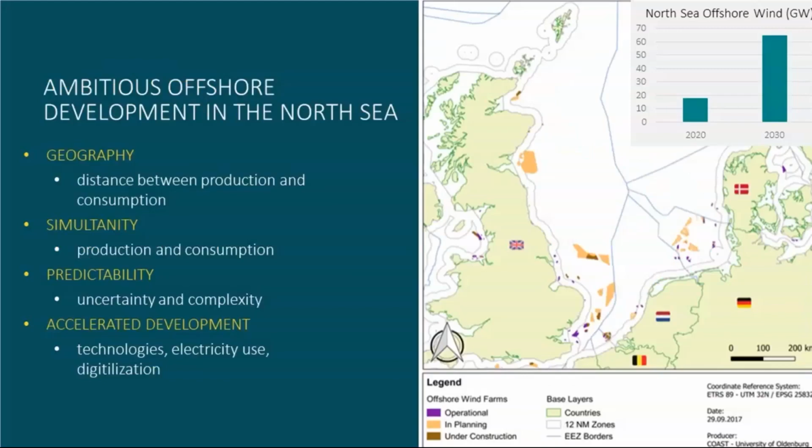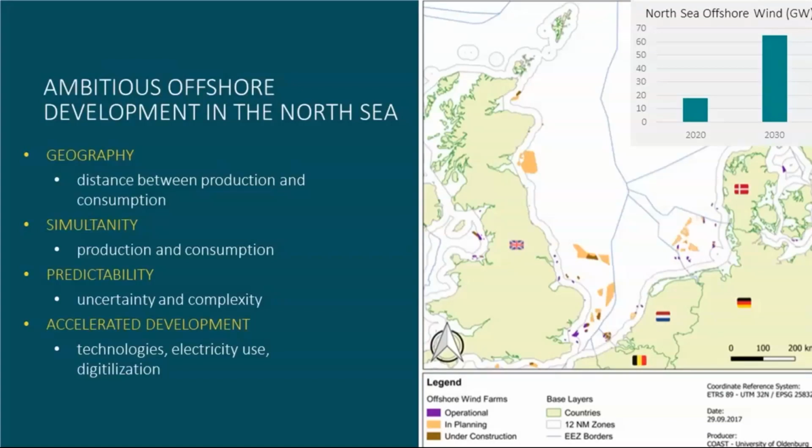So when we look at offshore wind, we look at it from a Danish, but also from a North Sea perspective. We are quite integrated in the North European electricity system. Today there is around 20 gigawatt, and we are moving towards almost 70 gigawatt in 2030. Of course, there are some challenges here. One is geography. There is a quite long distance from some of the offshore wind farms to consumption.